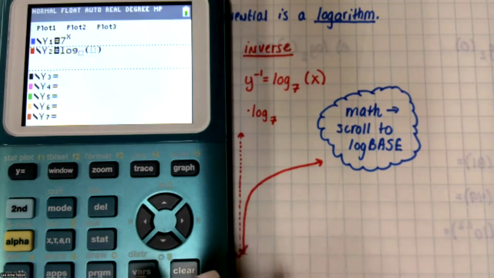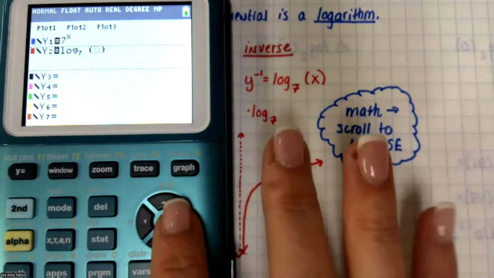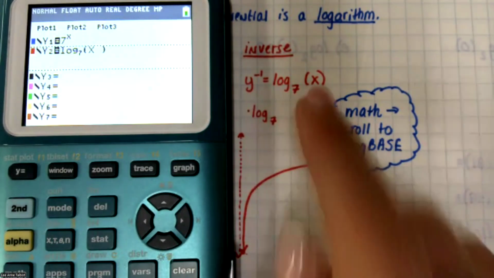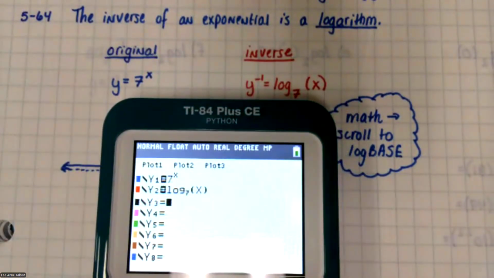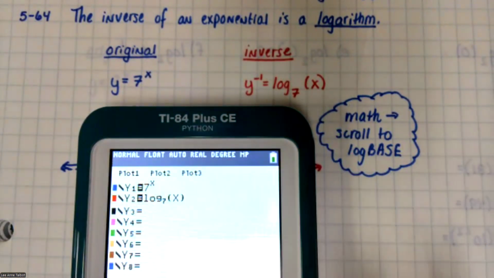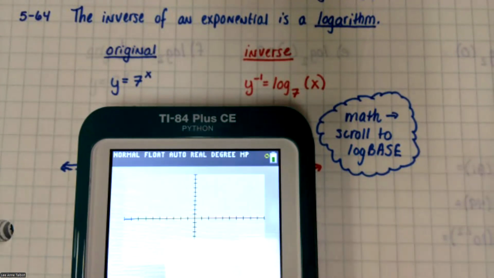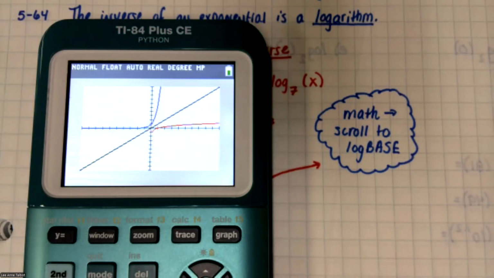Okay, and then you get to put in the little things in little boxes. So put the 7 in the base and the x in the parentheses. So it looks like this, log base 7 of x. And these two things are inverses of each other. So to check that, I always like to put y equals x as my third one, just to get that line of reflection. And then hit graph and see what happens.